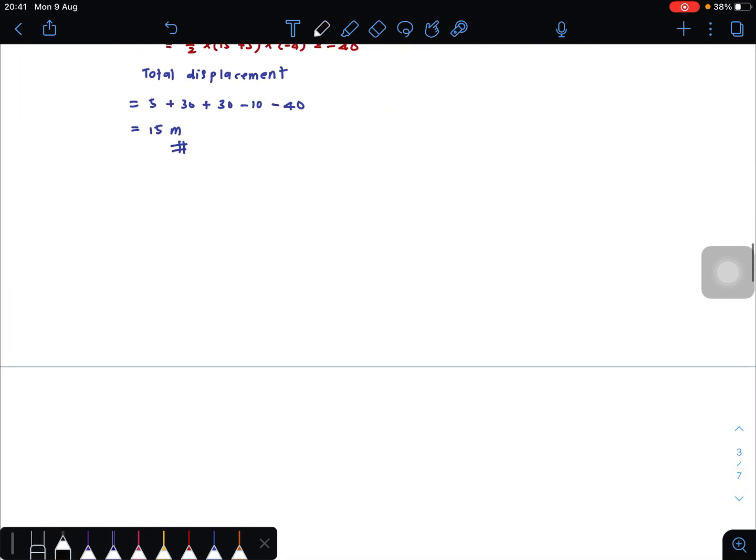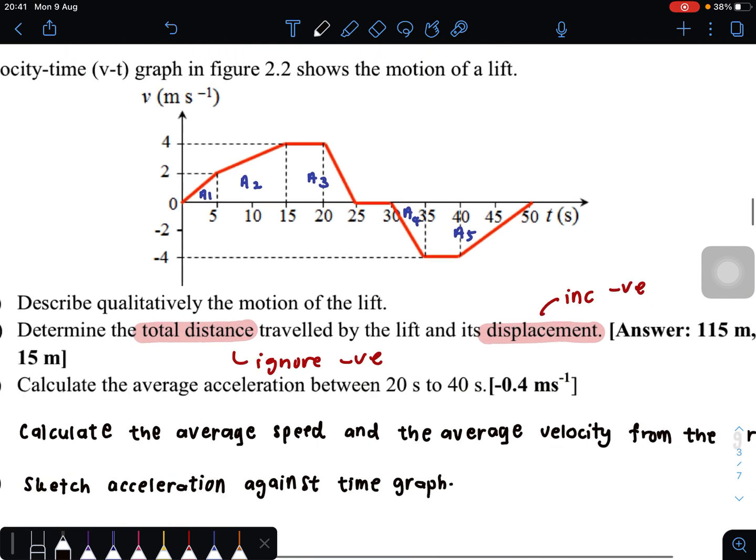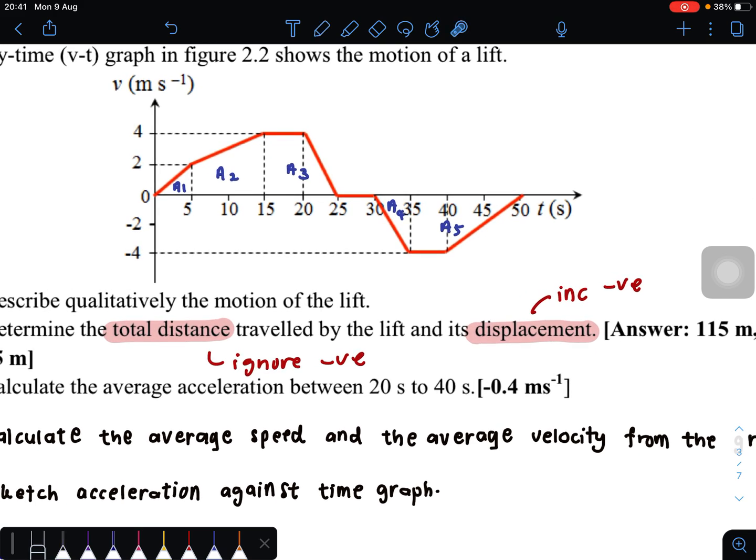Okay, question C, we want to find the average acceleration, right? So the formula for average acceleration is velocity 2 minus velocity 1 divided by T2 minus T1, which is actually you can just look at the velocity at the second point, which is here, at the 40 second point the velocity is negative 4, and at the 20 second point the velocity is 4.